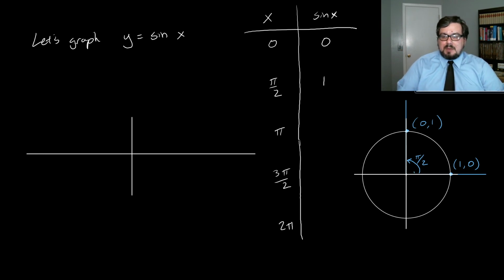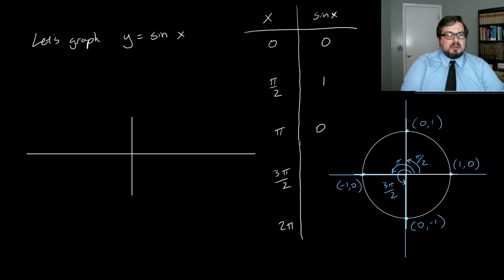Then for sine of pi, we're going to go around to an angle of pi. That gives us a coordinate of -1, 0. And so sine of pi is 0. We'll go to 3 pi over 2, which is an angle right there. That points straight down, giving us a point of 0, -1. And so we have that sine of 3 pi over 2 is -1.